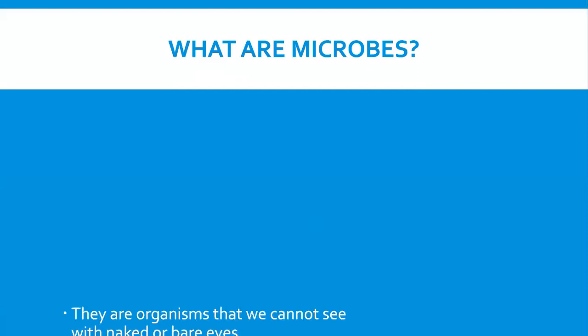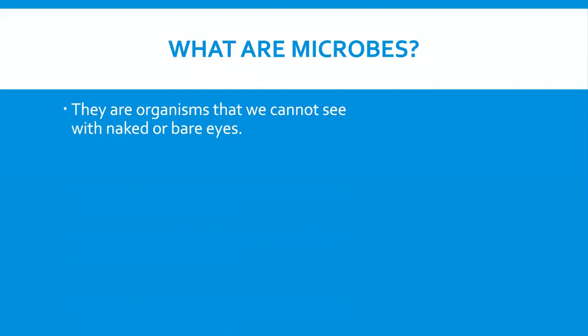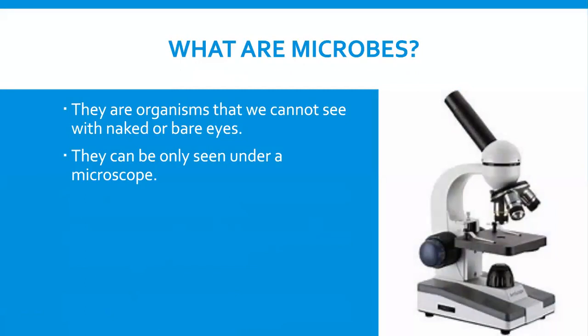Now what are microbes? Microbes are organisms that we cannot see with the naked or bare eyes. That means we can't just see them, we need a special instrument to see them. Now, what's that special instrument? They can only be seen under a microscope, and that's how a compound microscope looks.